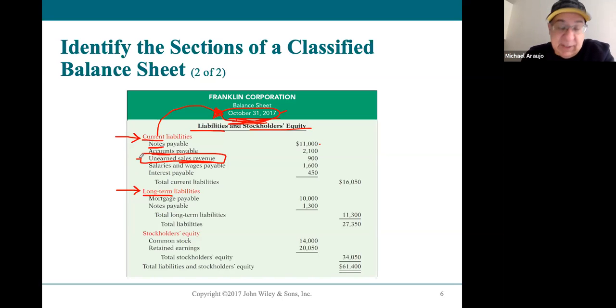Although that's what Tesla literally did a couple of years ago, because it took them over a year to deliver a car. But for most businesses, they're going to need to fulfill that obligation to customers quickly. And so this is unearned sales revenue. The key word is unearned.